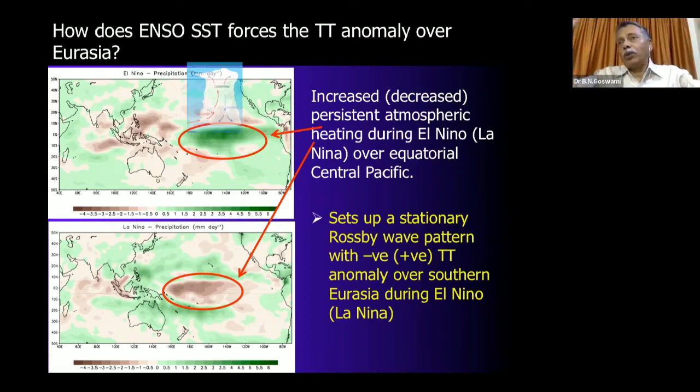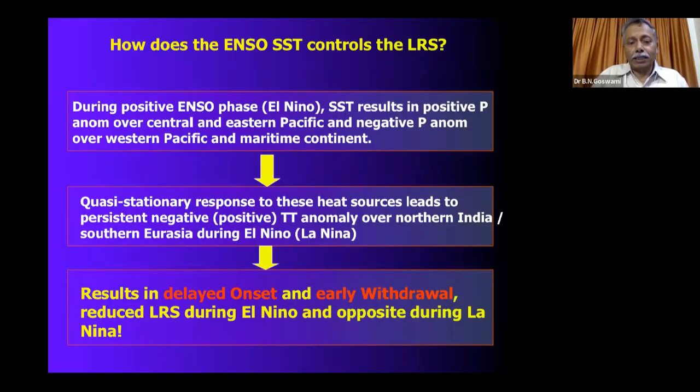Atmospheric Rossby waves produced by this convective activity in the Central Pacific then propagate around the globe and set up a stationary wave structure, and that stationary wave produces advection of temperature anomalies that lead to those anomalies in the north, and therefore affect the north-south temperature gradient. That is how it produces delayed onset and withdrawal. So with that, I'll stop here.